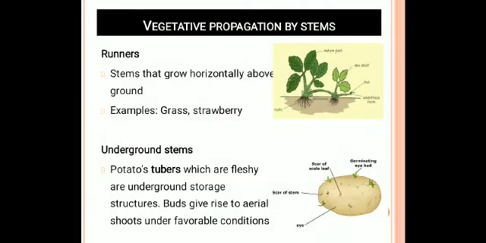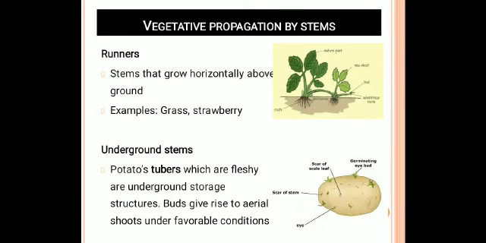In continuation of vegetative propagation by the natural method, here we are going to discuss vegetative propagation by the stems. In the stems there are two types of vegetative propagation: one is the runner, and the other is the underground stem. Runner means above the soil, that is called the runners. Underground stem means the stem that is present inside the soil, that is called the underground stems.